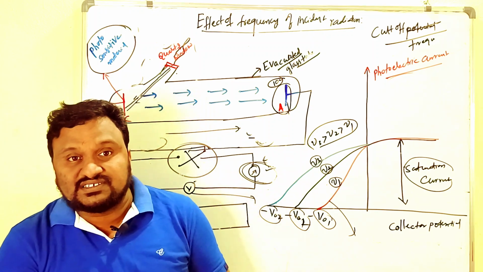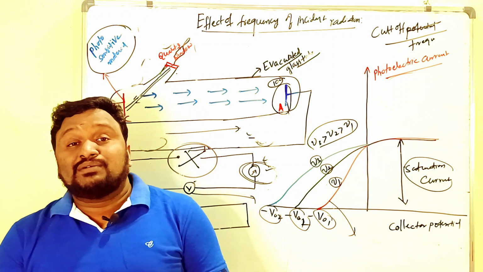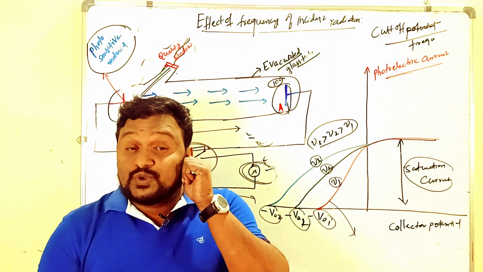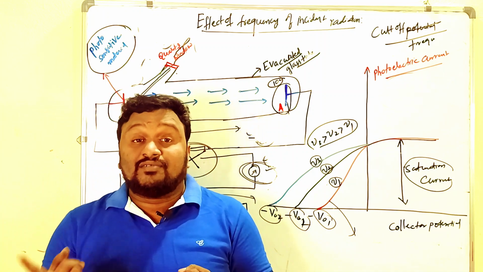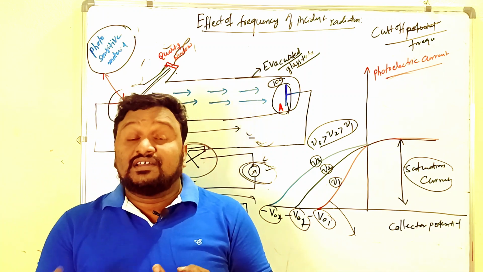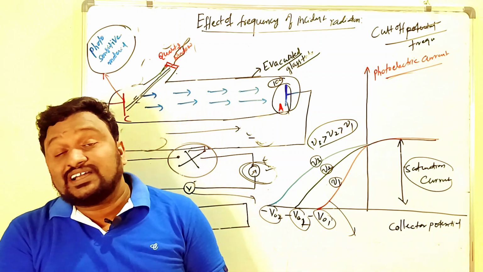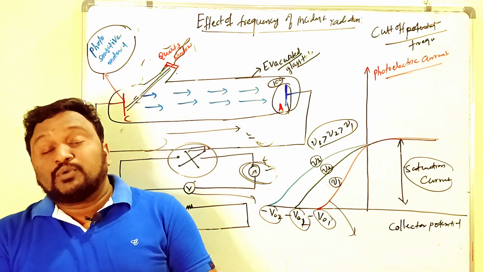So children, this is simply about Einstein's photoelectric equation, the relation between the intensity and current, the relation between the potential and current, and the relation between the frequency and current. So I hope you understand.